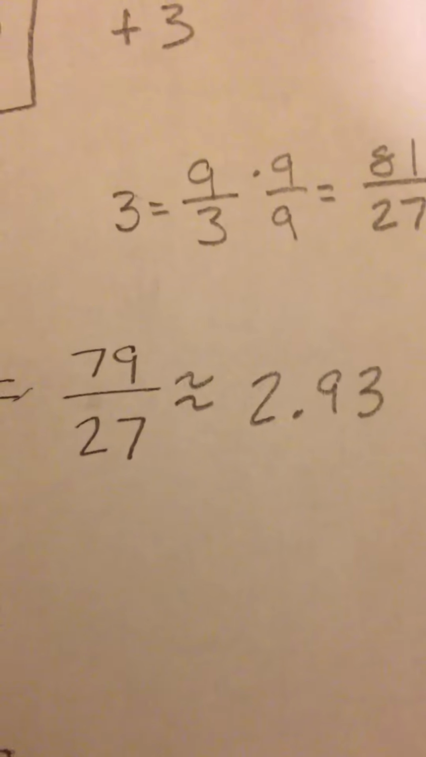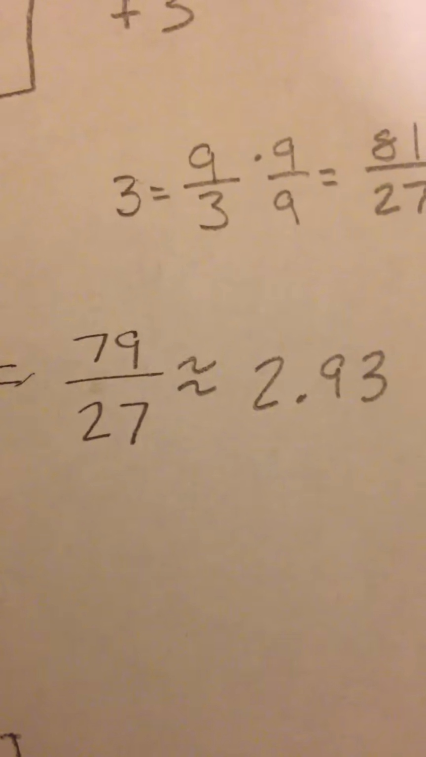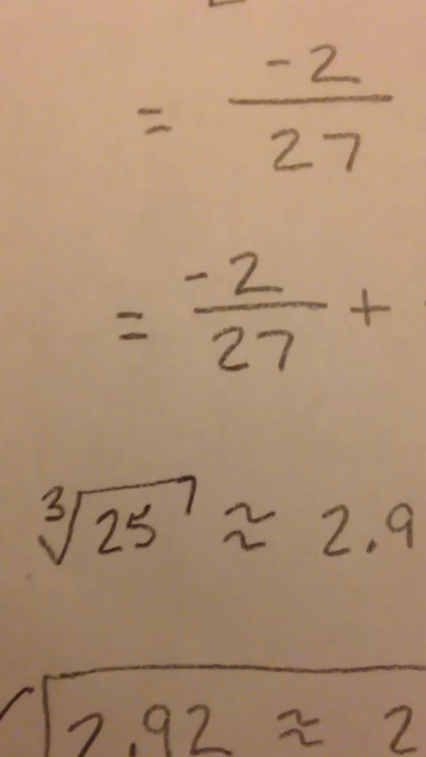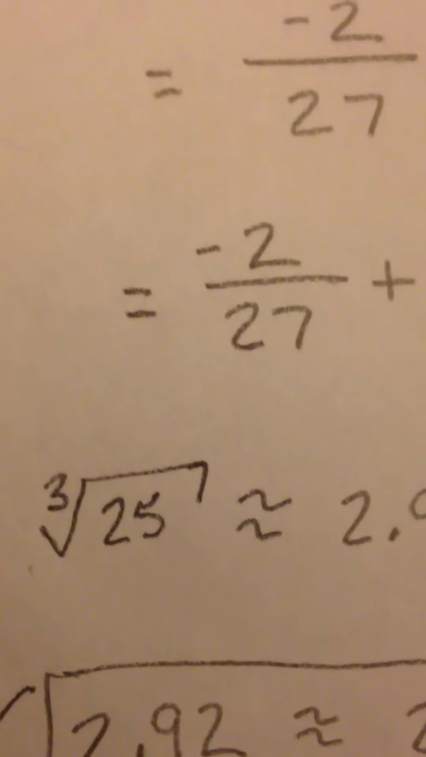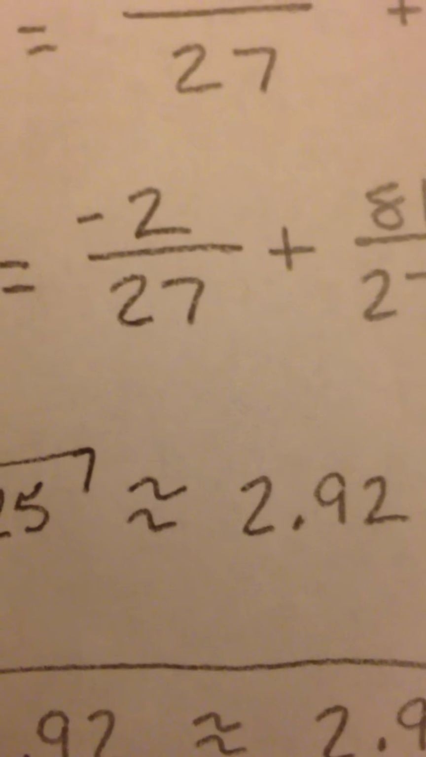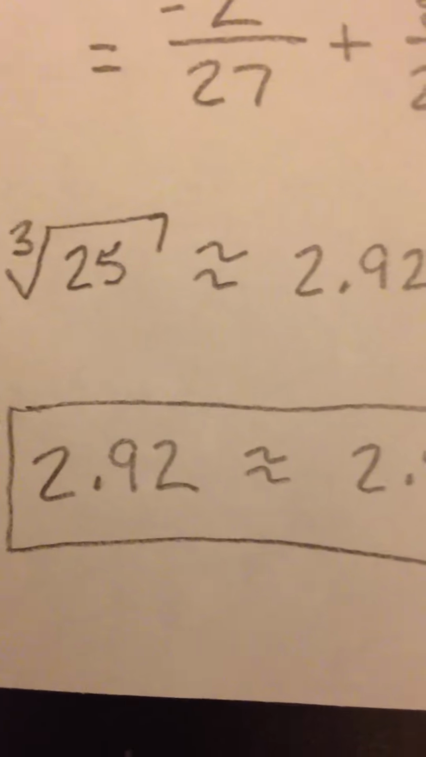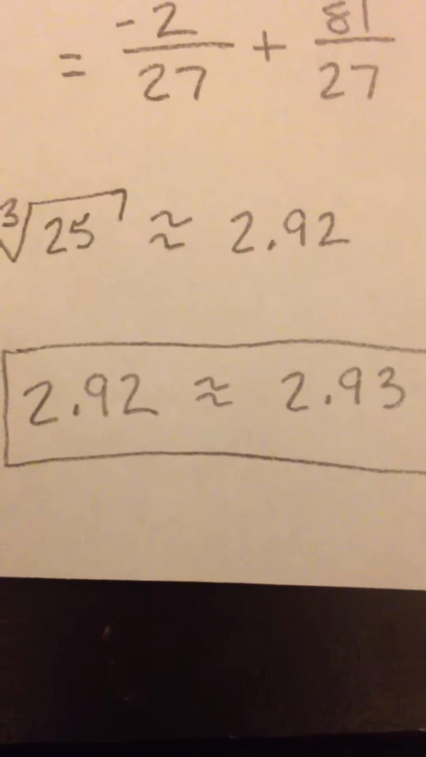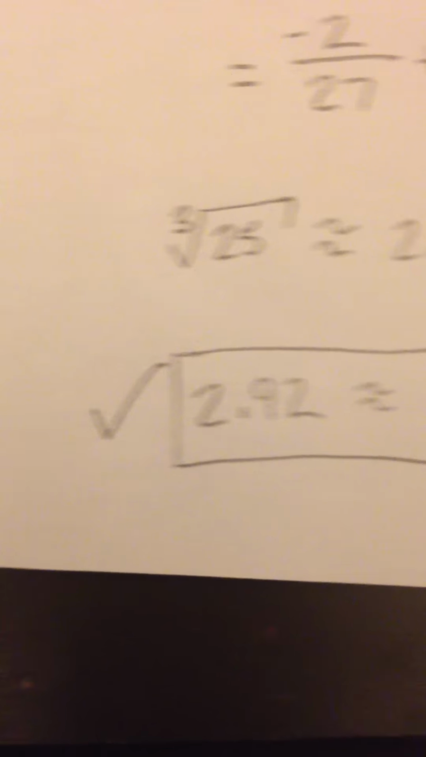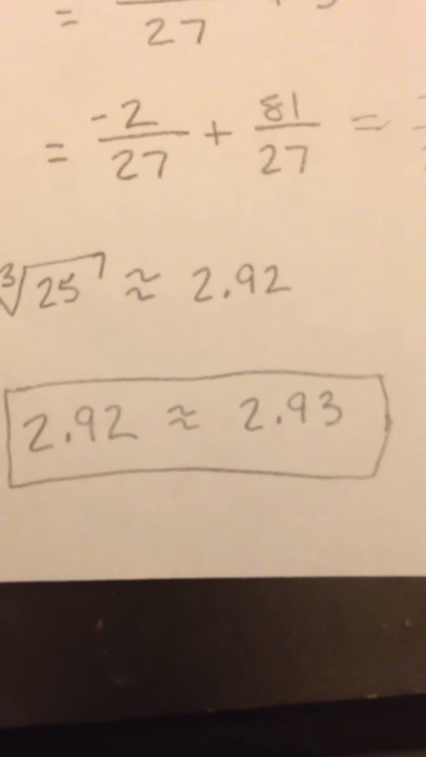Okay, well, double check, to make sure that it's at least close and in the ballpark. So just take your calculator and actually plug in the cube root of 25, and you find out that it's approximately 2.92. So 2.92 is incredibly close to 2.93. So the answer checks out. Yay. We did math. We are awesome.